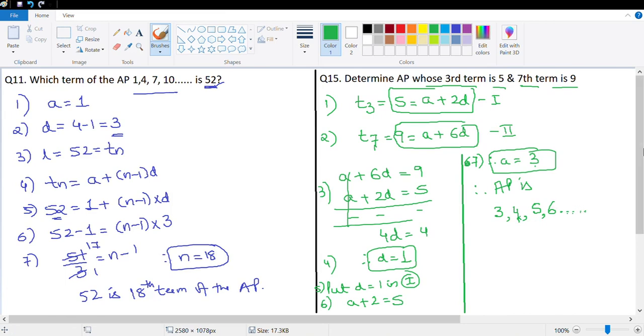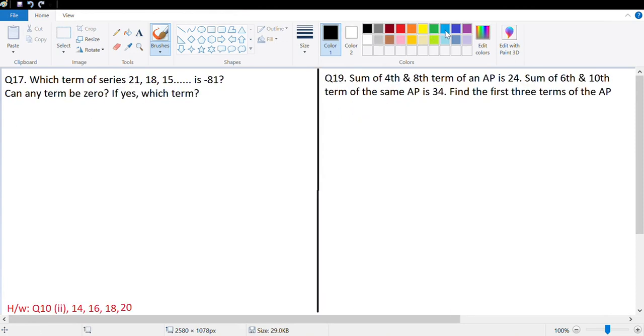I repeat, you need to write at least the first 3 terms of the AP. Good. Let's look at the next question. The next question that we do is question number 17. And then the last question of this exercise that I do with you is question number 19.